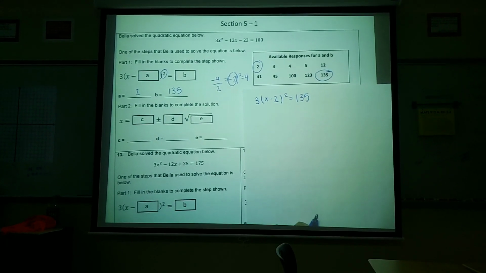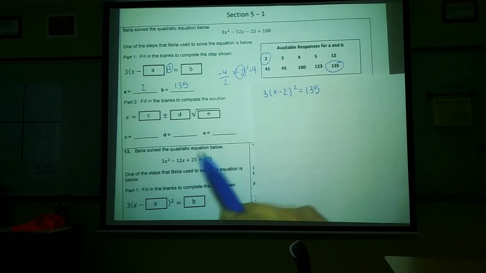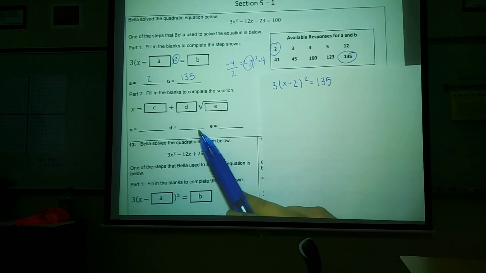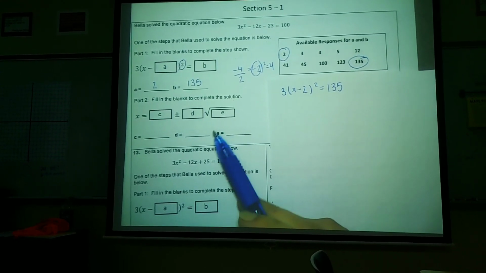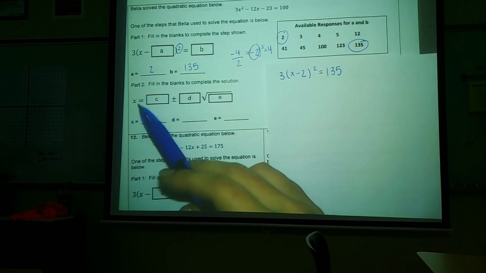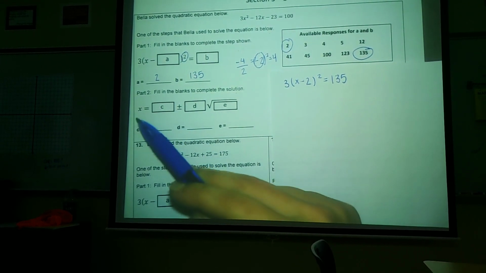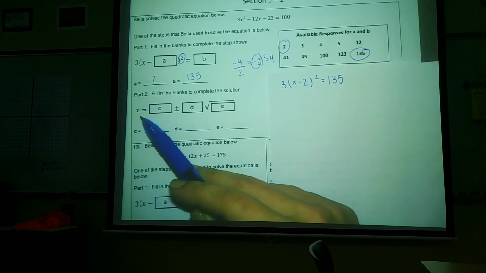Alright, so back to section 5, problem 1, but this time part 2. It says, fill in the blanks to complete the square, or complete the solution. We did completing the square as the operation here, so really it's just asking me to solve for x. If I didn't know what I was supposed to do from part A to part B, I can just look at my answer choices and see that I'm solving for x here.